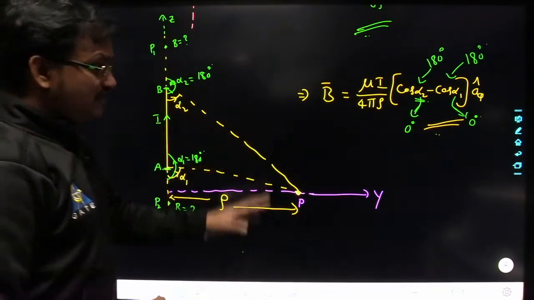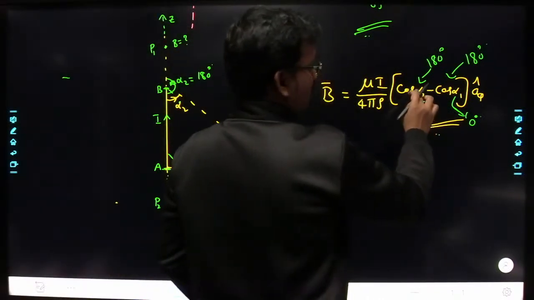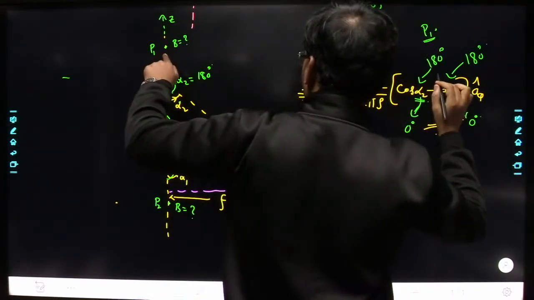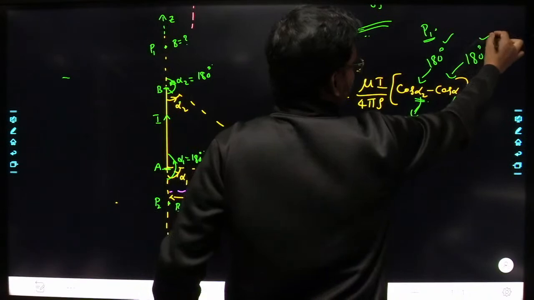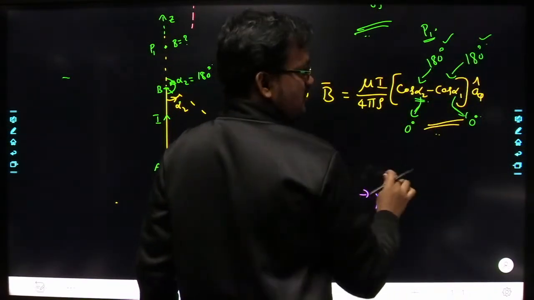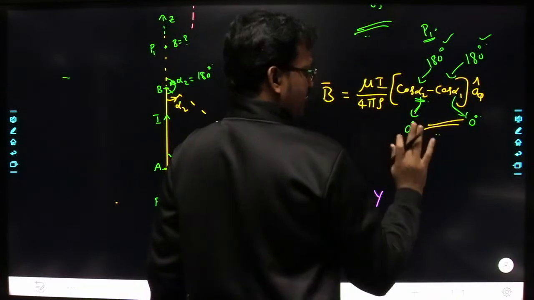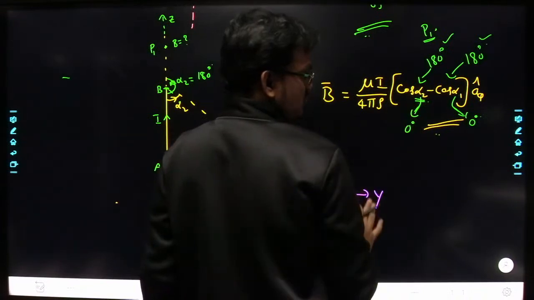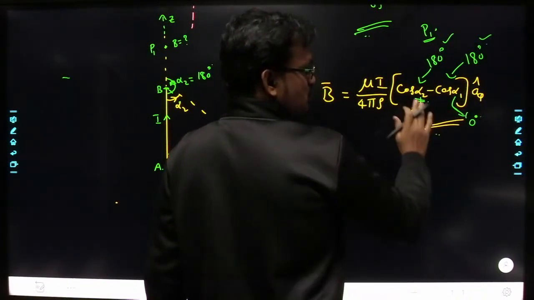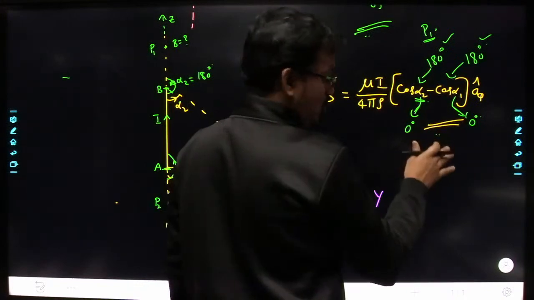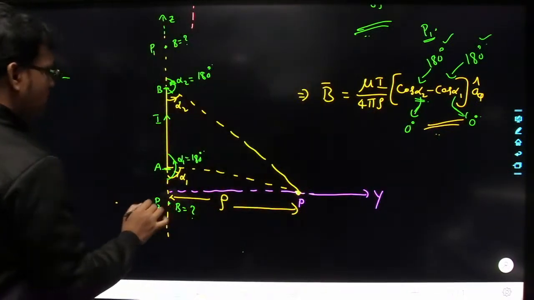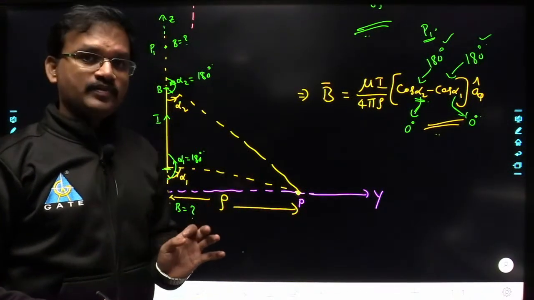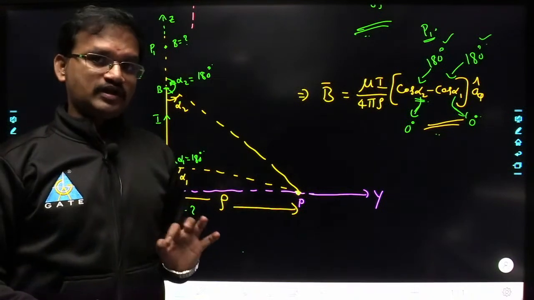Understood? Okay, so in this case you may say that sir, for point P1, we are getting alpha 2 and alpha 1 as 180 degrees. So you are going to get 0 here. Okay, fine. Now if you consider point P2, then we are getting alpha 2 as 0 degrees and alpha 1 is also 0 degrees. So cos 0 minus cos 0 will become 0 and hence B field at this point P2 and B field at this point P1 will become equal to 0. So that may be your answer.